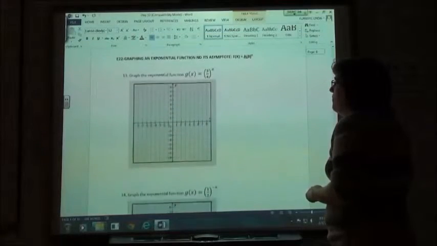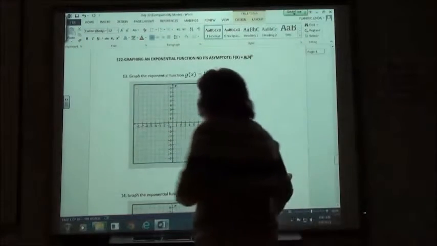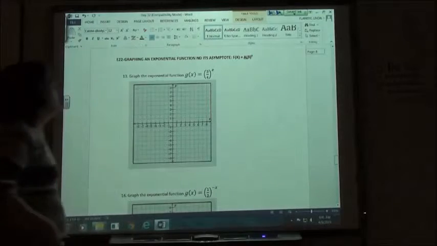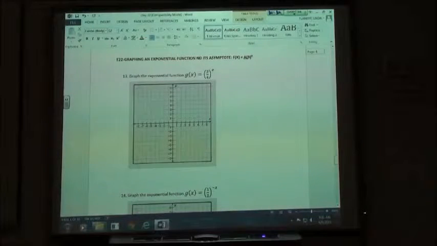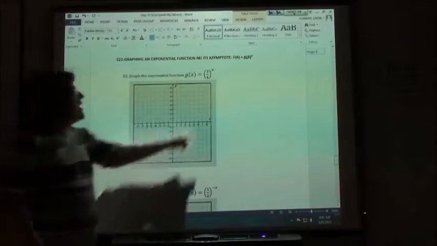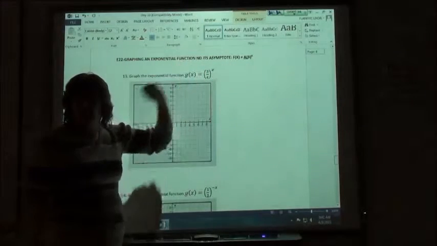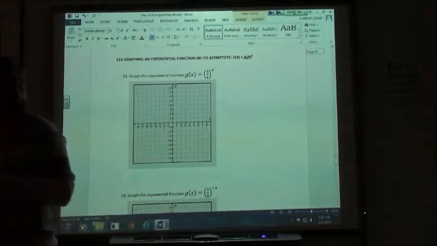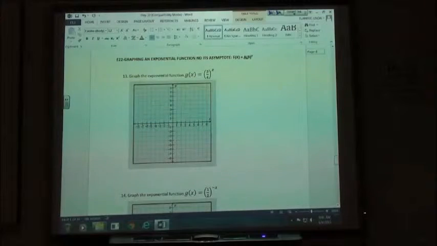The next one is a graph. So, we are graphing what's called an exponential function. An exponential function just means that the exponent is your variable. That's where you're going to substitute in. You're going to substitute in the exponent.